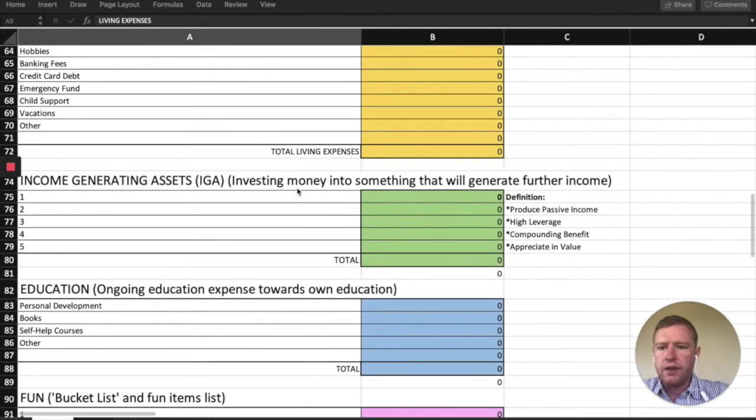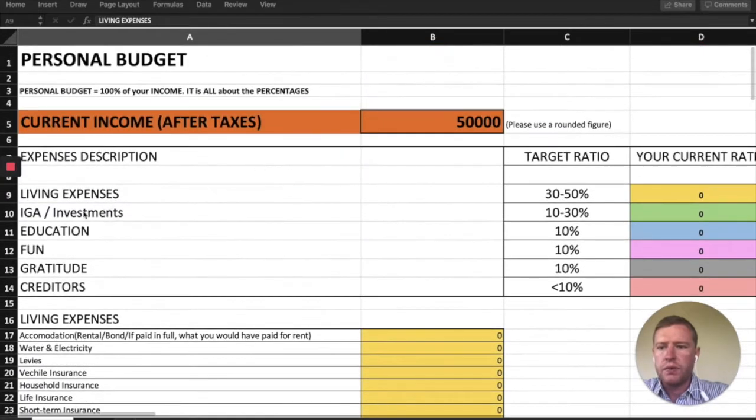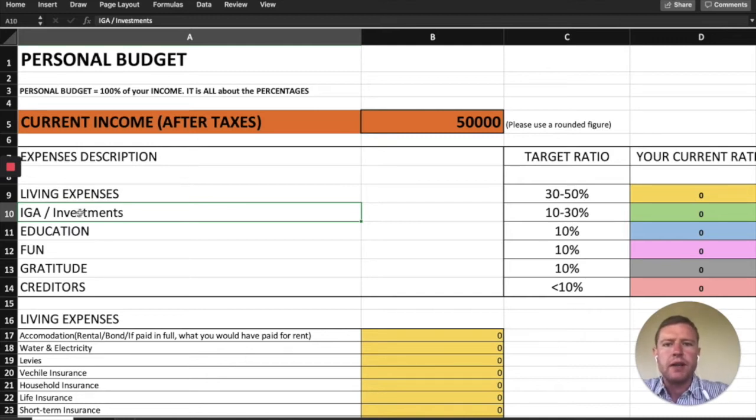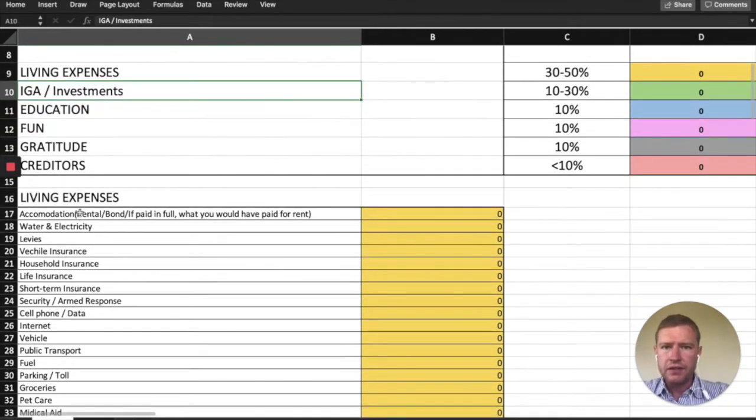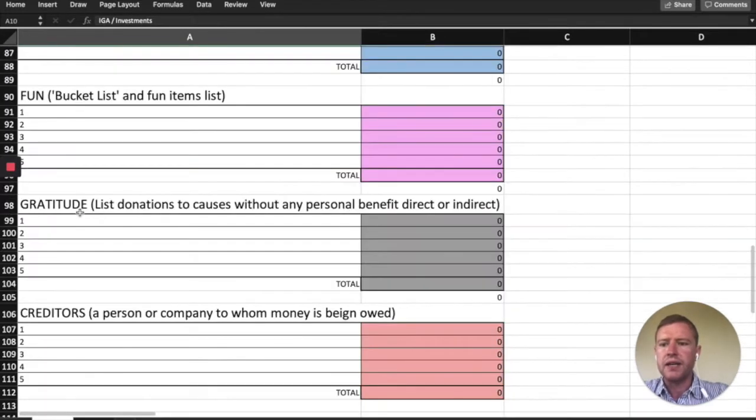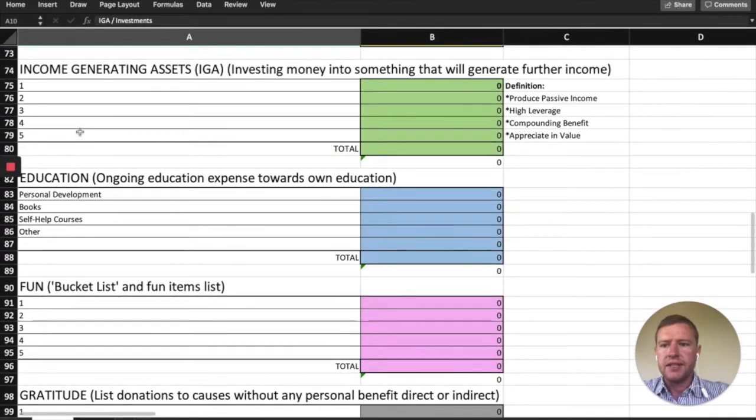So then from there on, the next one will be your IGAs, income generating assets or investments. So this is what you're putting away on a monthly basis into investments or into income generating assets. Anything that's creating further income. So if you've got a rental property and you're paying a bond on that, or you're paying levies on that, this will be under income generating assets.